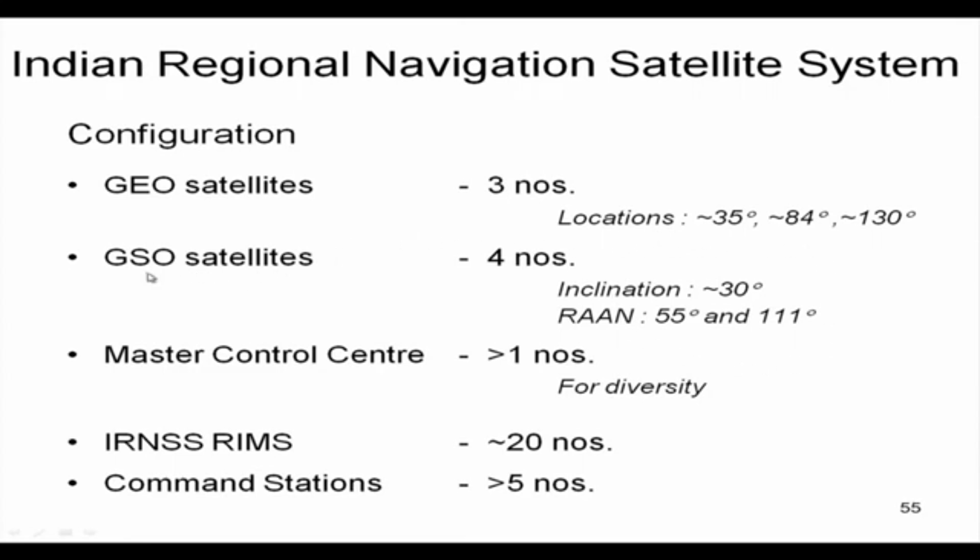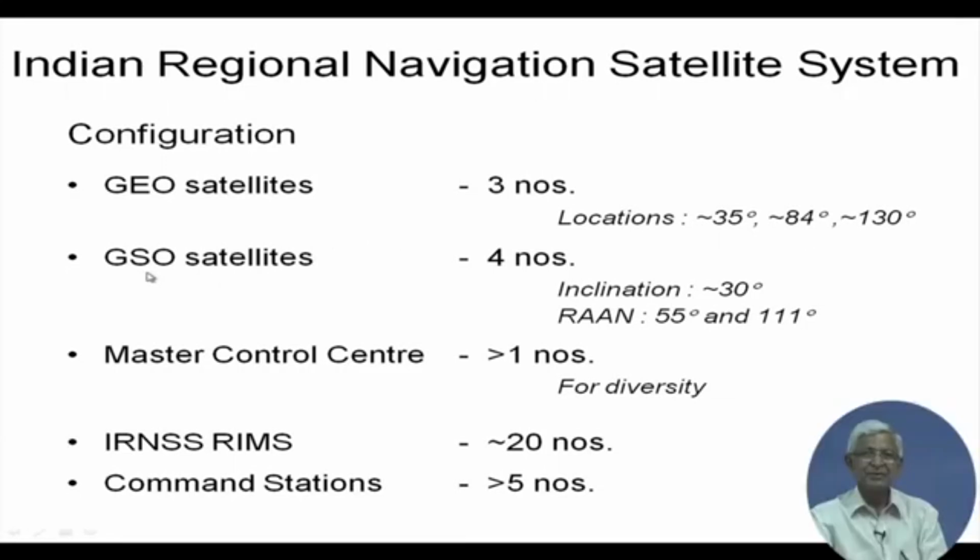There are 4 GSO satellites. These are geosynchronous satellites, so they have a certain inclination. You can imagine the tetrahedron: if all of the satellites are on the same plane, you will not get the proper GDOP. Therefore, there have to be some satellites which are away from the equatorial plane. That is why this inclination is given. So 4 satellites are there with 30 degree inclination at 55 degrees east and 111 degrees east across the equator. That is a total of 7 satellites, and the master control center has to be more than 1, because if one fails, the other one takes care.